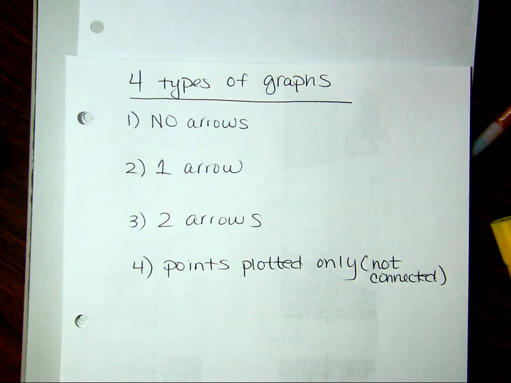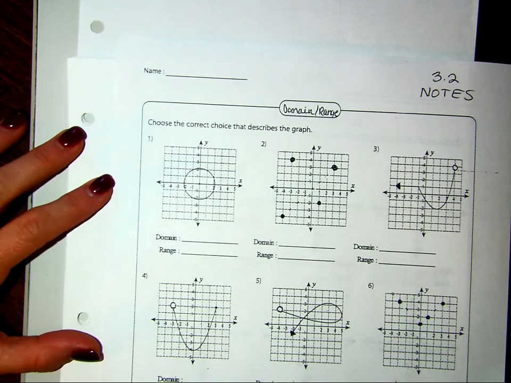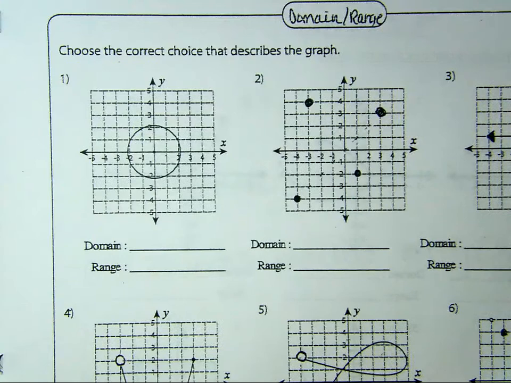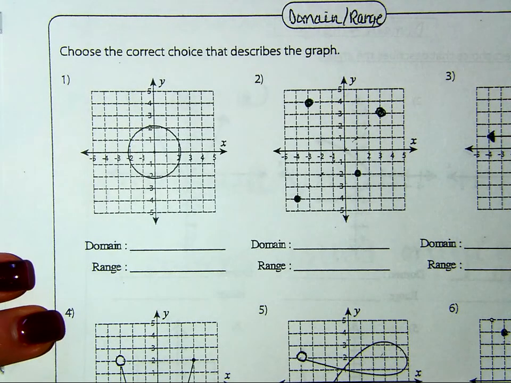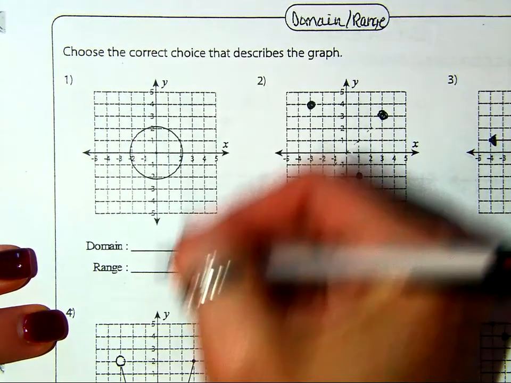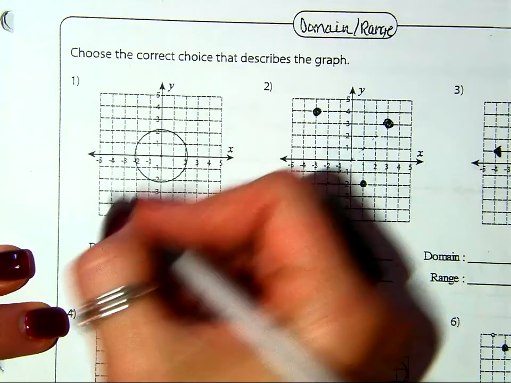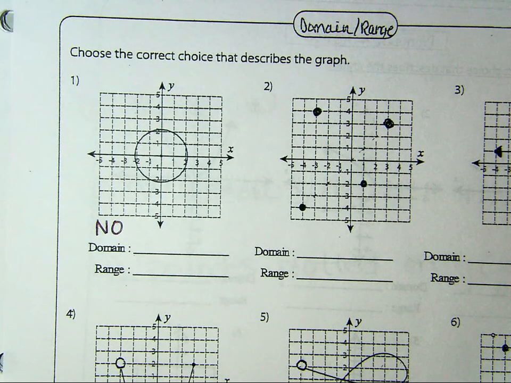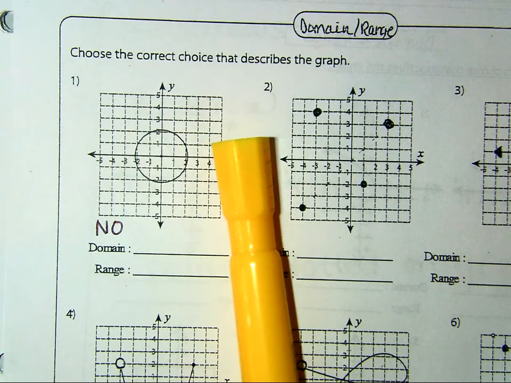So take a look, get one of your highlighters out, and let's zoom in on number 1. First of all, is it a function? Yes or no? Does it pass the vertical line test? No, it does not. So go ahead and write the word no above it. The next thing I'm going to ask you is, okay, what's the domain? So I'm going to use yellow for my domain. You use whatever color you want, okay?